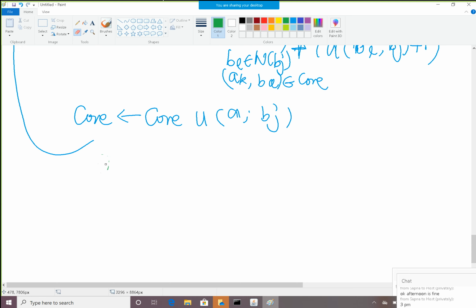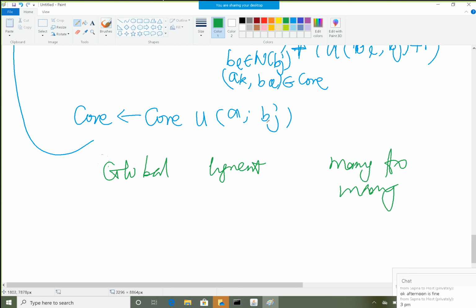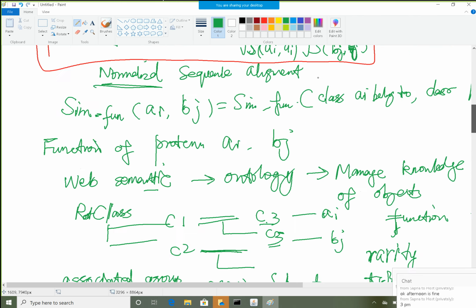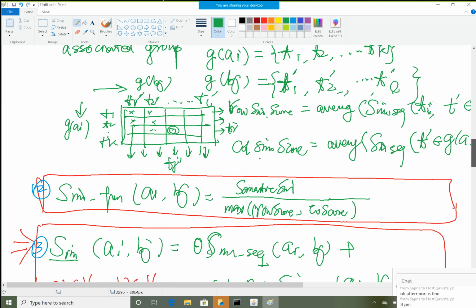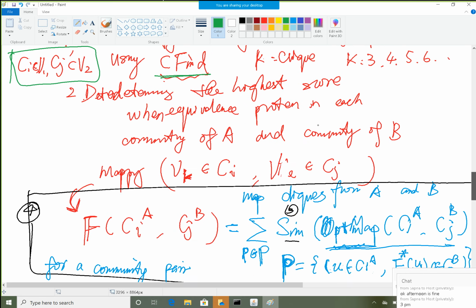First is global alignment, right? This is the global alignment. And plus, this is the many-to-many mapping. It's not a one-to-many mapping, it's many-to-many mapping. And such that this may cause many problems. They have some conflict problems sometimes. How can you find the conflicts?